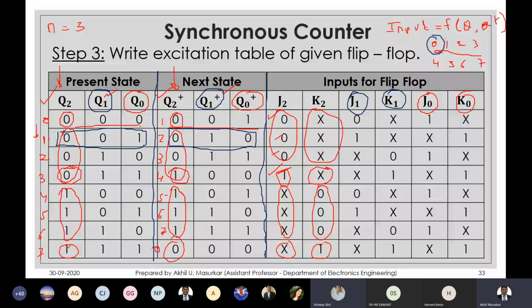So step number 1 is the number of flip-flops. The number of flip-flops gives you an idea of the number of inputs and outputs. Then step number 2 is the information about the flip-flop that you are going to use. In this case, it is JK. So we will write the excitation table of JK. With the help of this excitation table, I will fill this table in step number 3. Got it? Yes, please ask doubts. Those who have understood, fine, but asking doubts is important.